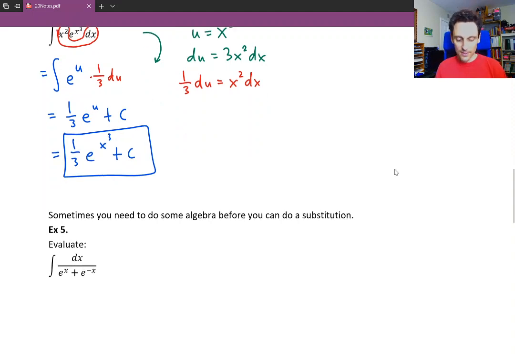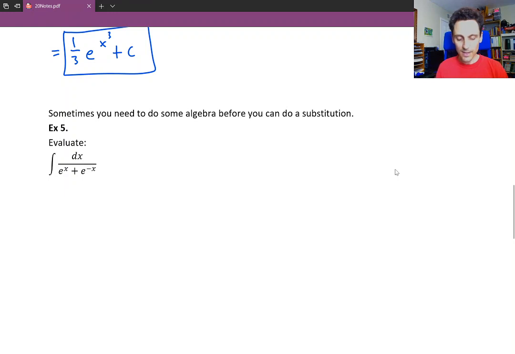Now sometimes you need to do a little bit of algebra before you can make a substitution. So in example 5, we have the integral of dx over e to the x plus e to the negative x. There's a little bit of weirdness in this notation because the dx is right there on top of the fraction. All this means is the integral of 1 over e to the x plus e to the negative x dx.